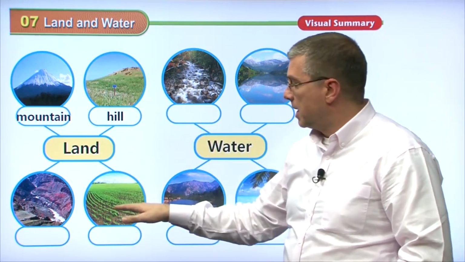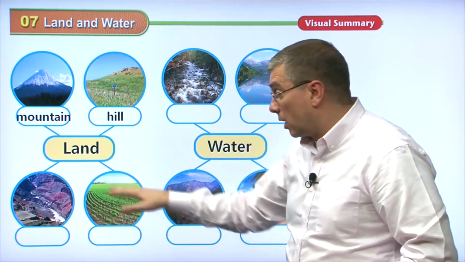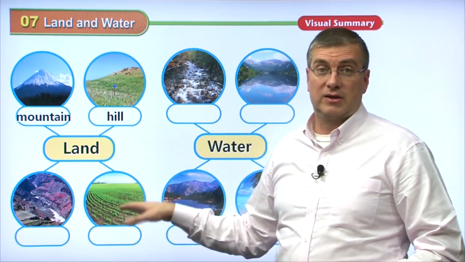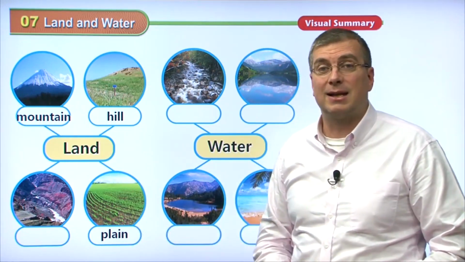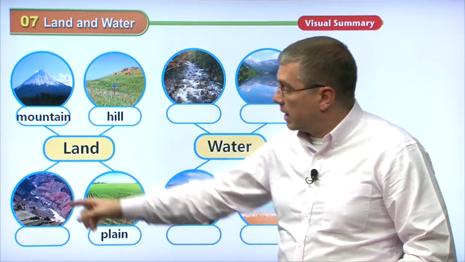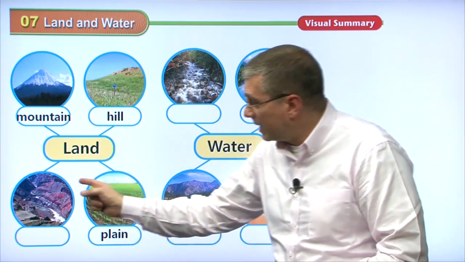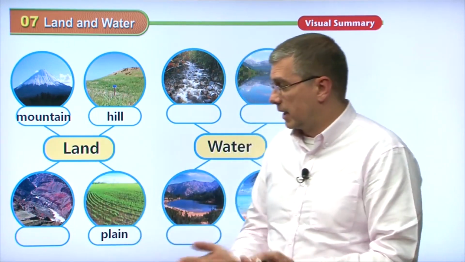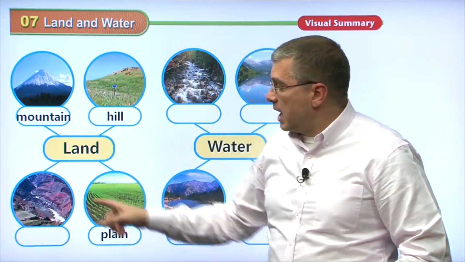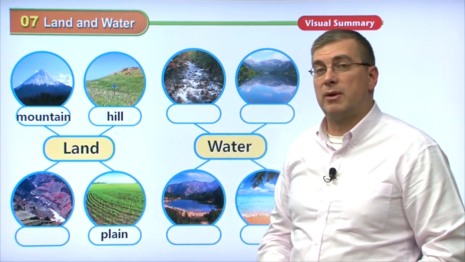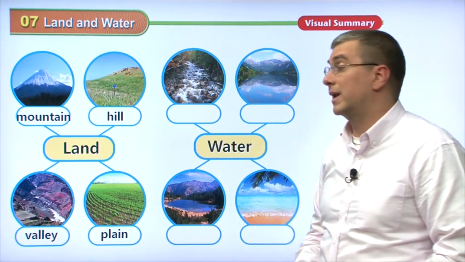Okay, let's move on down here. Here we have a large flat piece of land. There are not many trees growing on this flat piece of land. What do we call it? We call that, of course, a plain. This is a plain. Over here, we have an area of low land. It's low land, and it is between mountains. Usually there's a stream or a river at the bottom of it. We call that, of course, a valley. Okay, valley is low land between mountains or hills.